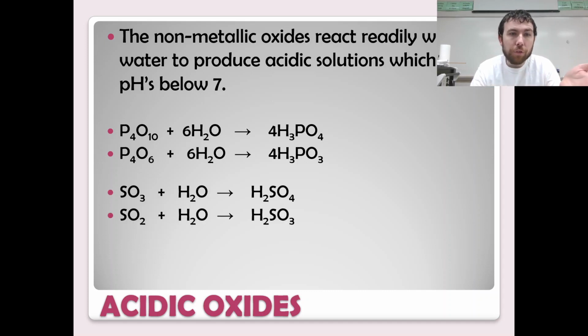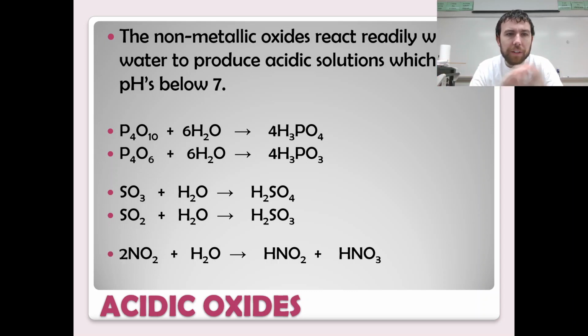Here are the ones for sulfur. You've got sulfur trioxide plus water makes sulfuric acid. Sulfur dioxide plus water makes sulfurous acid. And then nitrogen dioxide plus water makes nitrous acid and nitric acid at the same time. So again, all of those solutions that are being produced would be acidic in nature.